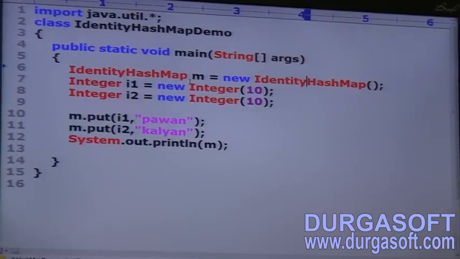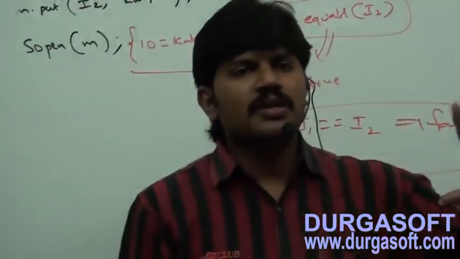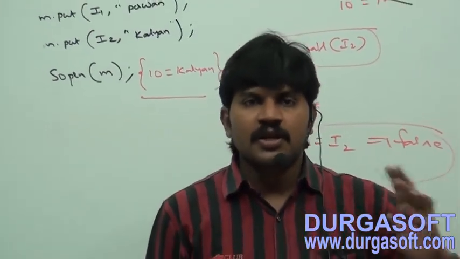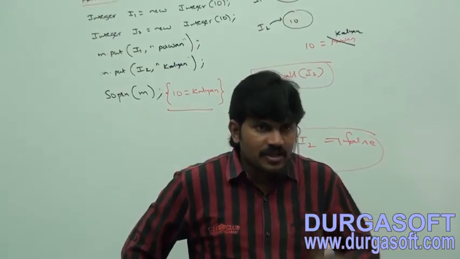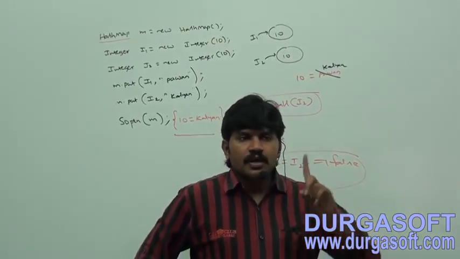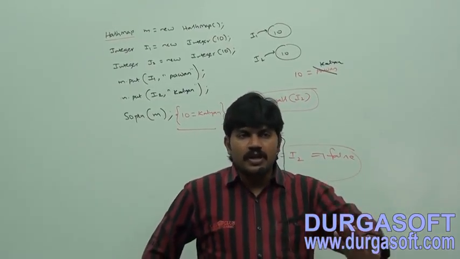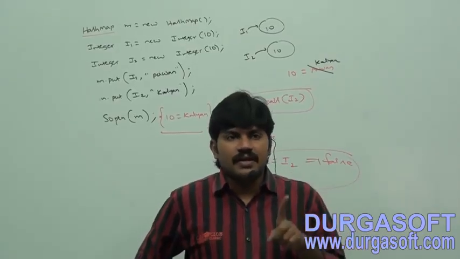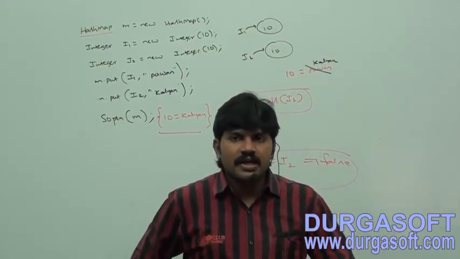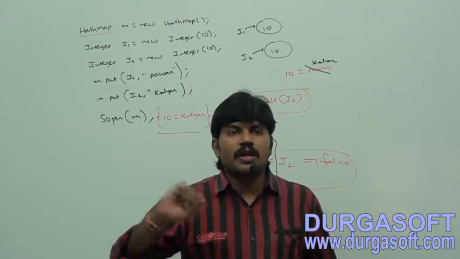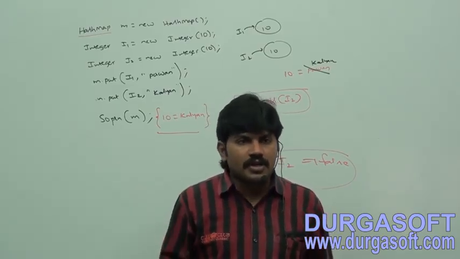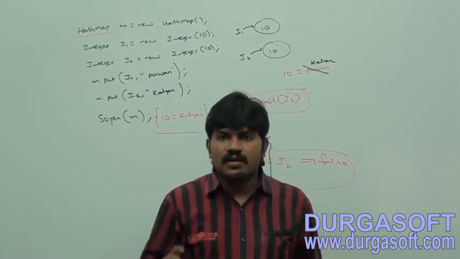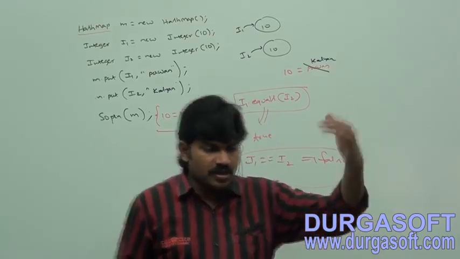Except this, there is no other difference between hash map and identity hash map. Everything is the same except this difference. Can you tell what the difference is? In normal hash map, JVM will use the dot equals method to identify duplicate keys, which is meant for content comparison. But in identity hash map, JVM will use the double equal operator to identify duplicate keys, which is meant for reference comparison, right?